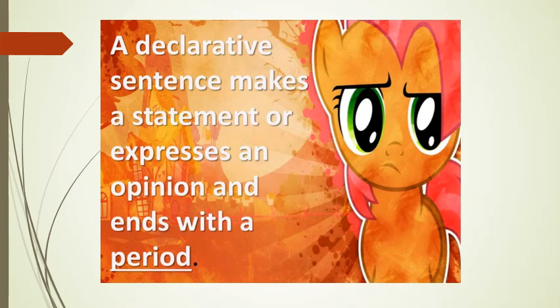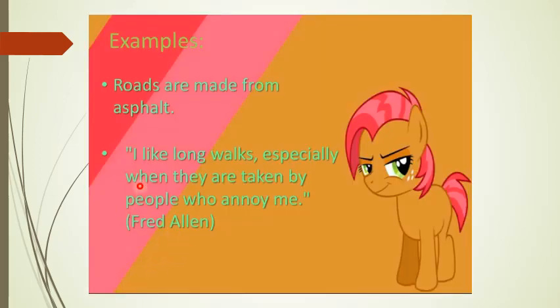Okay, let us start with the first type of sentence, that is declarative sentence. A declarative sentence makes a statement or expresses an opinion and ends with a period. Period means ends with a full stop. Examples for declarative sentences are: roads are made from asphalt. There is another quotation which is an example of declarative sentence. I like long walks, especially when they are taken by people who annoy me.